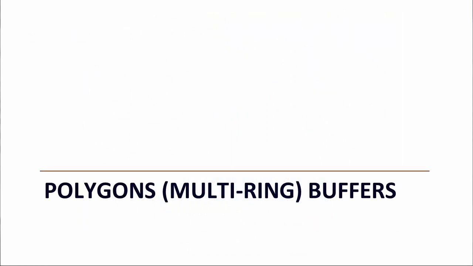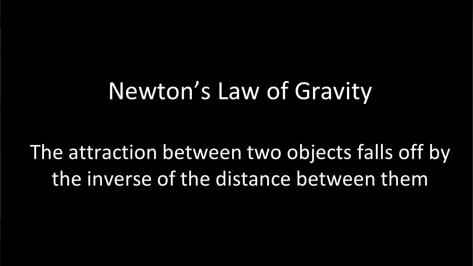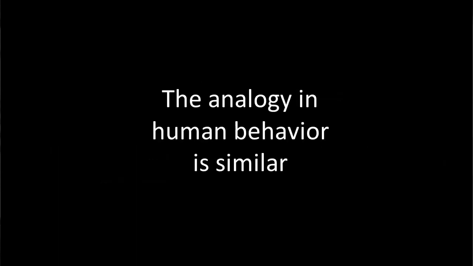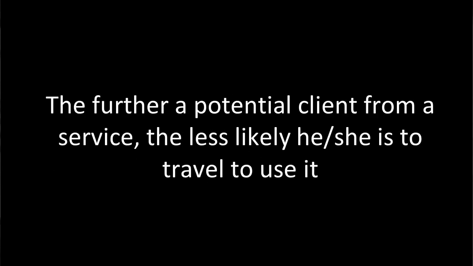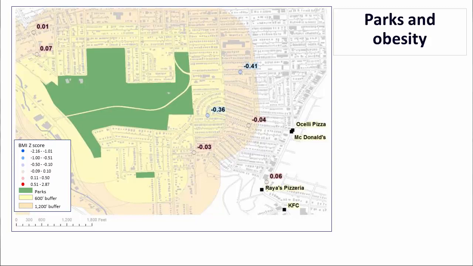Polygons and multi-ring buffers. In these next examples, we'll take a look at a different use for buffers using multiple rings. Before we look at that, let's review Newton's law of gravity. The attraction between two objects falls off by the inverse of the distance between them. If we look at that analogy in human behavior, we see that it's very similar. What do we mean by that? Well, the further a potential client is from a service, the less likely he or she is to travel to use it.